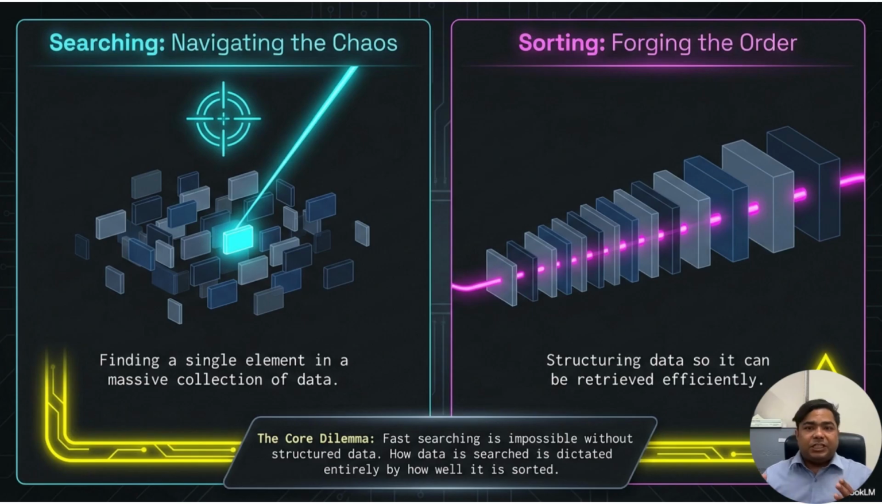In this slide, we can clearly see the two main ideas of today's topic. On the left side, we have searching. Searching means finding one required element from a large collection of data. For example, if we have thousands of student records and we want to find only one student's ID, that process is searching. On the right side, we have sorting. Sorting means arranging data in a meaningful order. That order may be ascending order, descending order, alphabetical order, or any other logical structure. Now, the important idea is shown at the bottom of the slide. Fast searching is almost impossible without structured data.